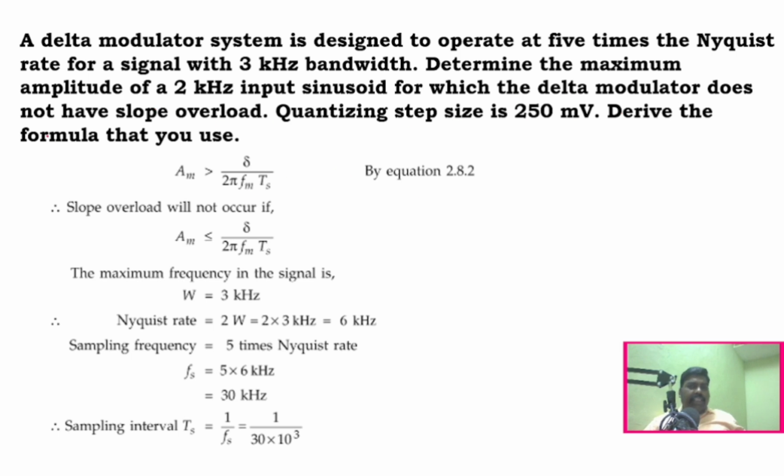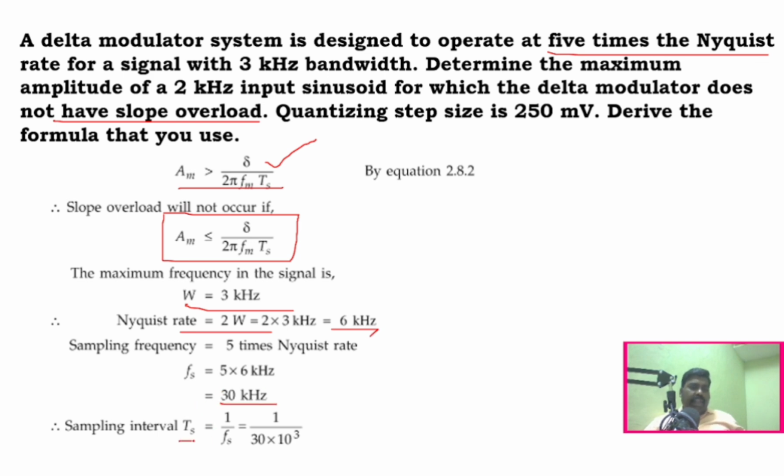Now you can see they have said it does not have slope overload error. So we are using Am is greater than del by 2 pi fm Ts. This is the condition where slope error will happen, and this is the condition where it will not happen. Now W is equal to 3 kilohertz, and the sampling frequency is given as 5 times the Nyquist rate. So 5 into the Nyquist rate, that is 30 kilohertz. This is Fs, and from this we can obtain Ts, 1 by Fs.